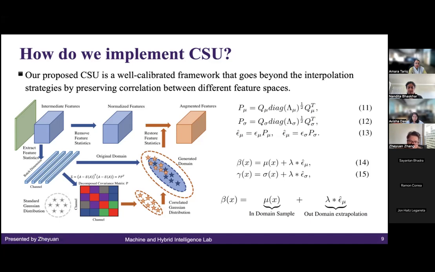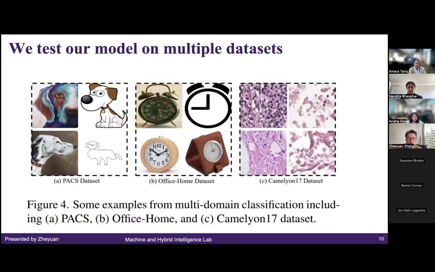After this instance-level augmentation, we restore the feature statistics to the normalized feature. In this way, we can generate so-called augmented features, and these augmented features can be used for the classification task.